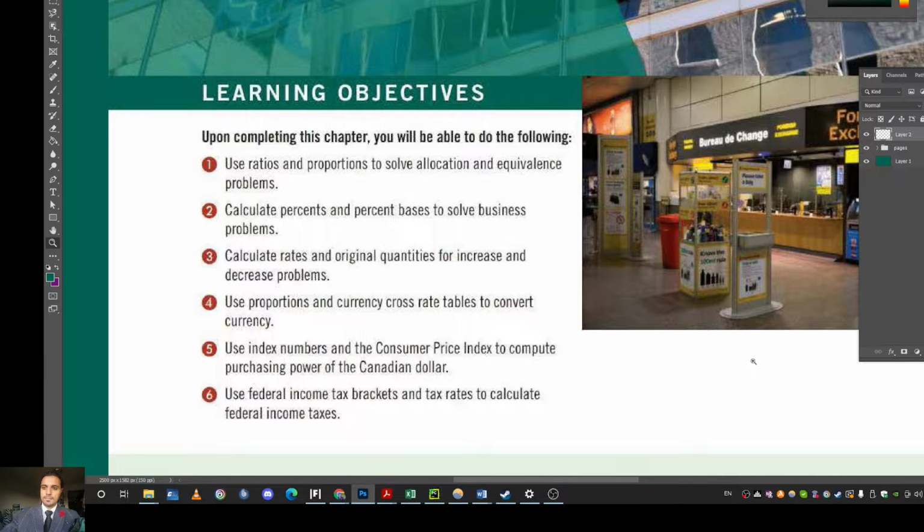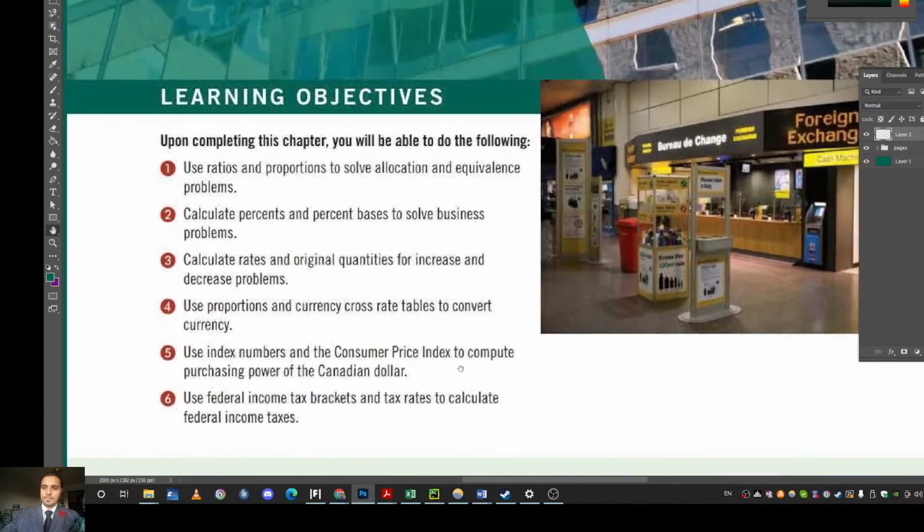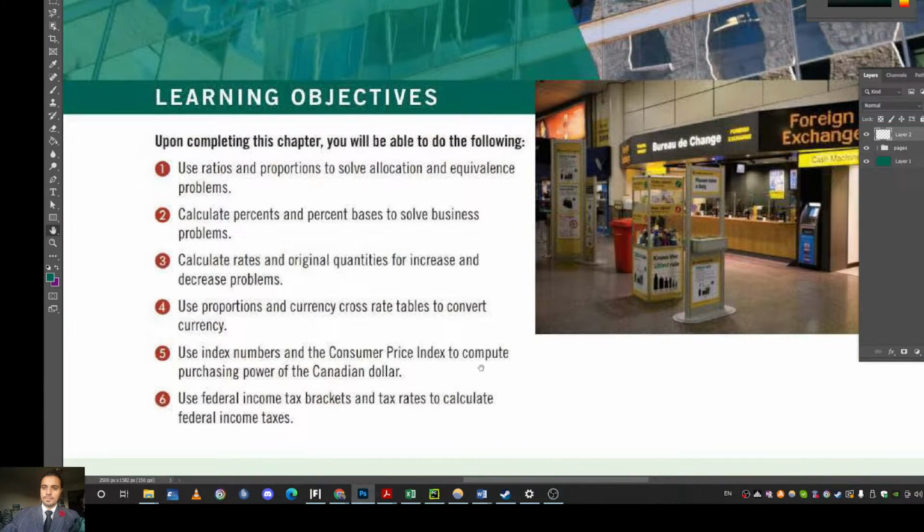All right. So what we're gonna do now, guys, is we're gonna look at this chapter again. We kind of went through it, ratio, proportion, and percentage, but we're gonna review it and go through some questions, and look at how we can use some of the concepts in here for more practical application. Some of the more practical things we're gonna do are use proportions and currency cross rate tables to convert currencies.